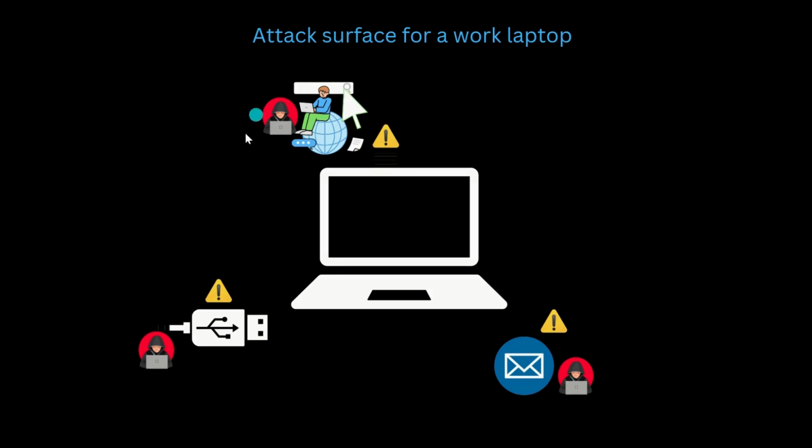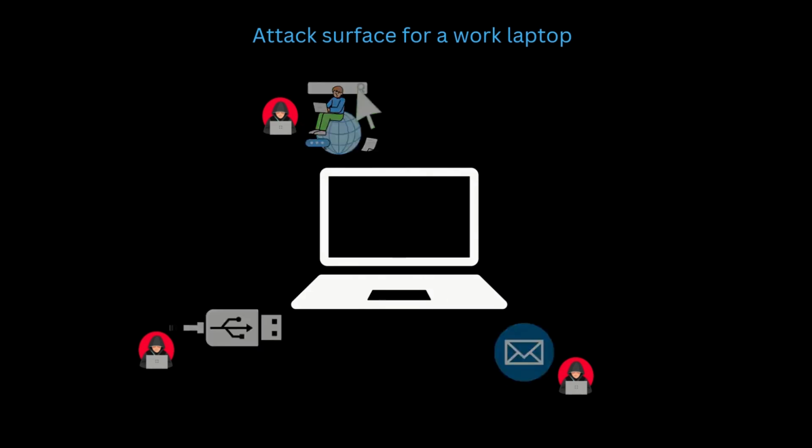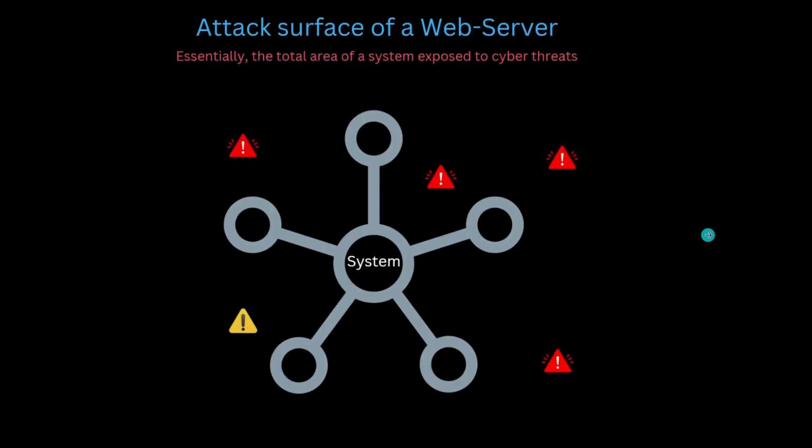So these three components on a broad level come together to create the attack surface for a laptop. Even though these are not externally accessible, they are only internally accessible, they are still enough to create an attack surface for a laptop. Now let's take a look at a web server and analyze how its attack surface compares to that of a work laptop from the previous slide.